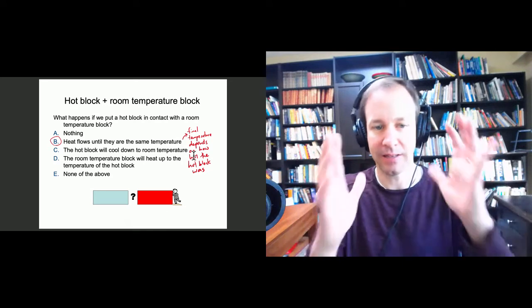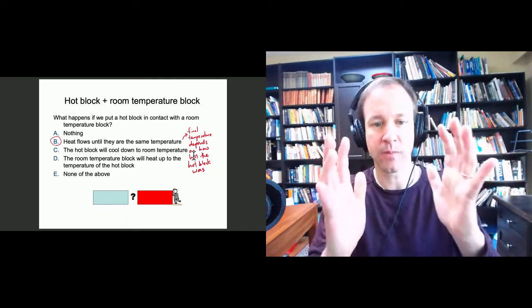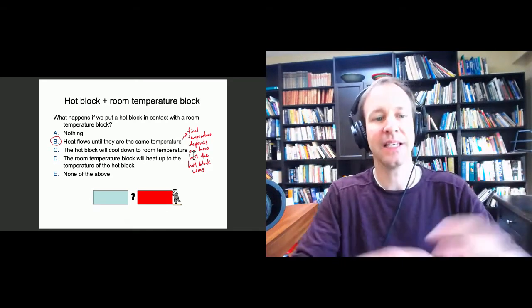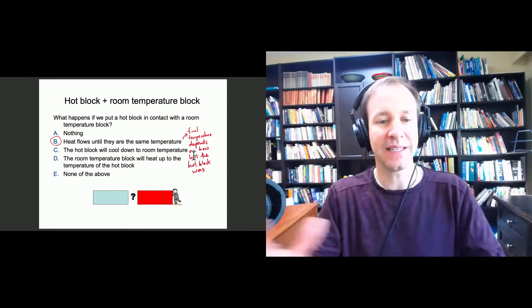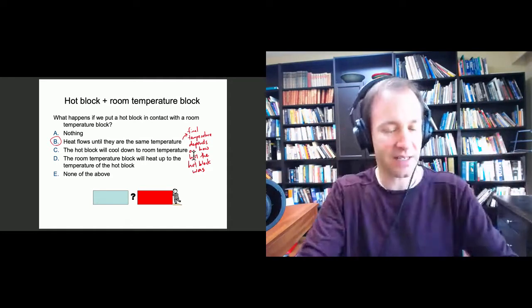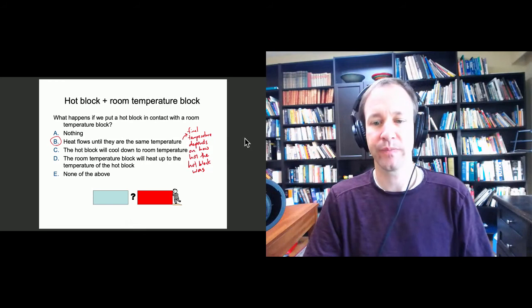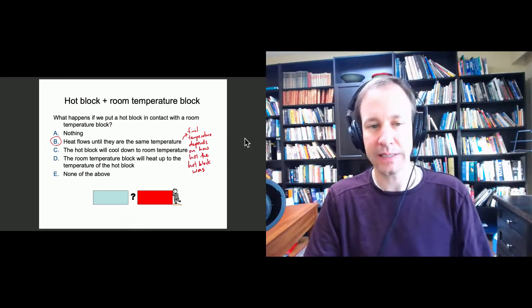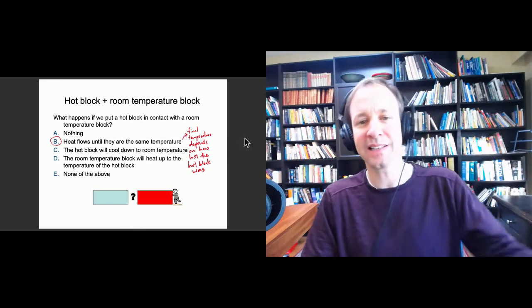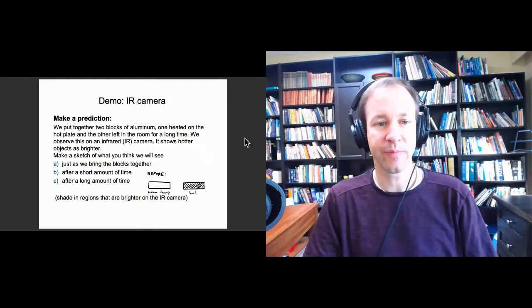Okay, and then maybe they're still a little bit warmer than room temperature, and heat will flow from the blocks to the air, and then eventually everything's going to be at room temperature. Okay, and so we have this approach to equilibrium. But what does that look like with the infrared camera?